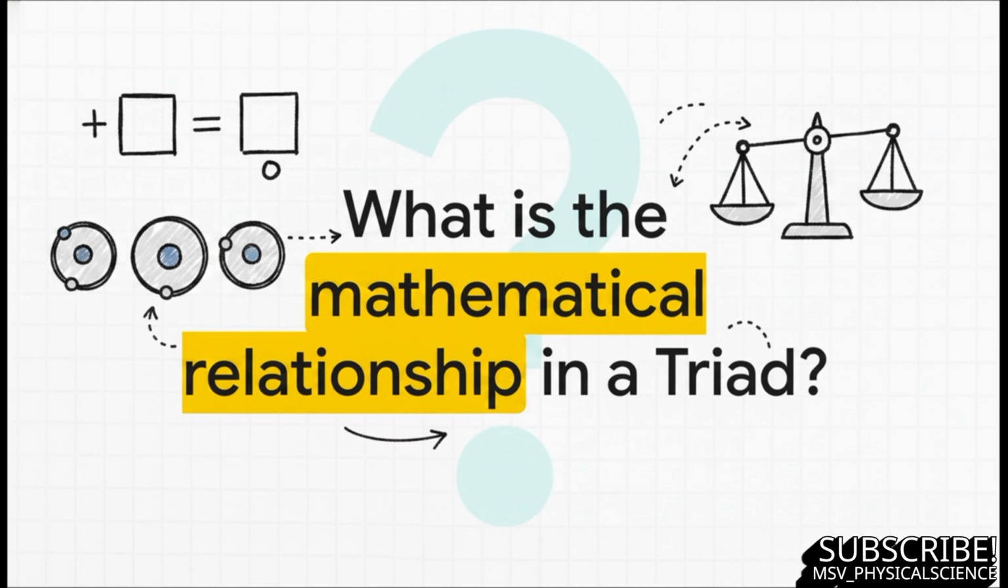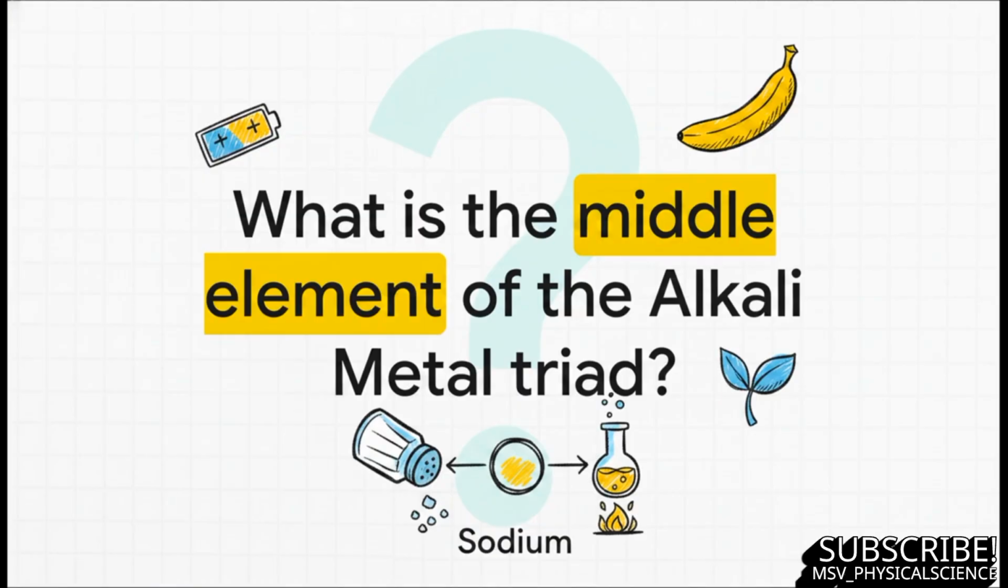Question 1. What is the exact mathematical relationship between the atomic masses of the elements in a triad? Think back to Dobereiner's rule. Got it in your head? The atomic mass of the middle element is the arithmetic mean, or the average, of the other two outer elements. Moving right along to question 2. If lithium and potassium are the outer elements of the alkali metal triad, what is the middle element? I'll give you a beat. The answer is sodium. Remember that perfect calculation we walked through earlier. (6.9 + 39.1) / 2 = 23.0, the exact mass of sodium.